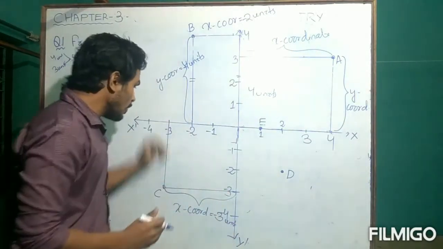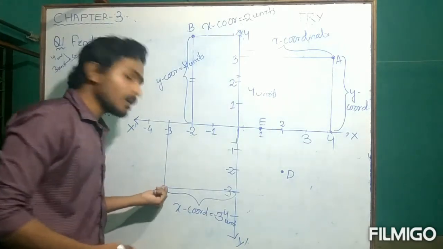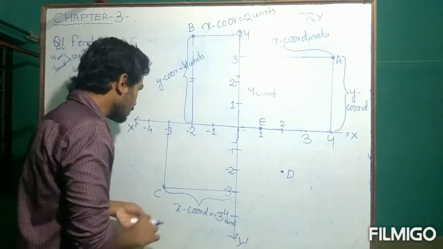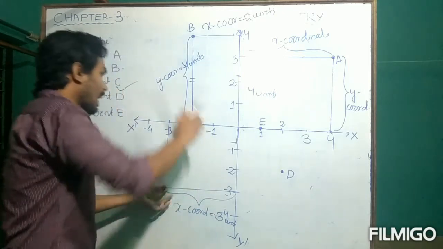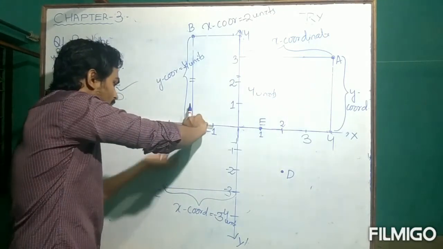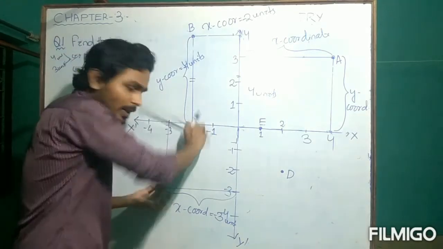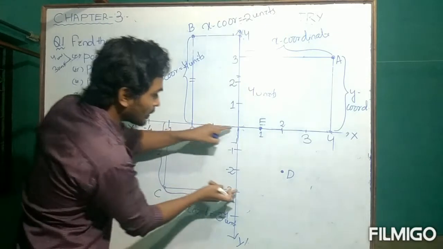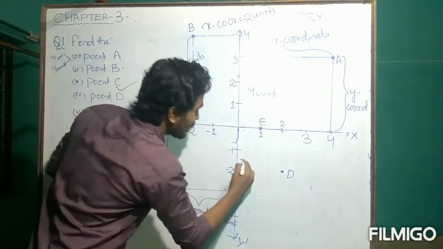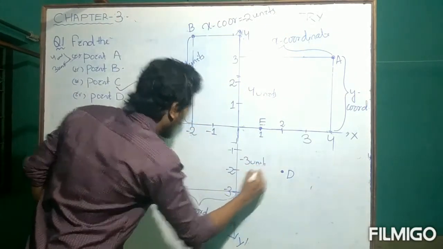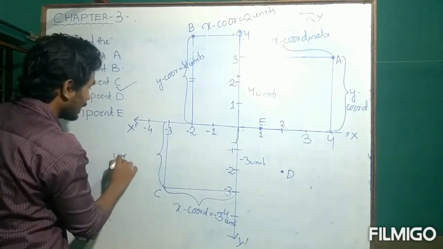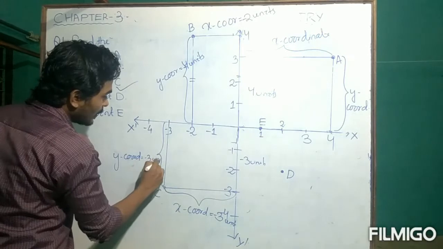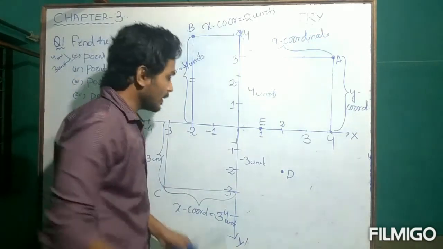Now the y coordinate. The y coordinate is the perpendicular distance from the x-axis to the point. So this is the point and this is the x-axis. This distance is its y coordinate. This distance is equal to this distance, and it is about minus 3 units. Hence the y coordinate of this point C is minus 3 units. Understood?